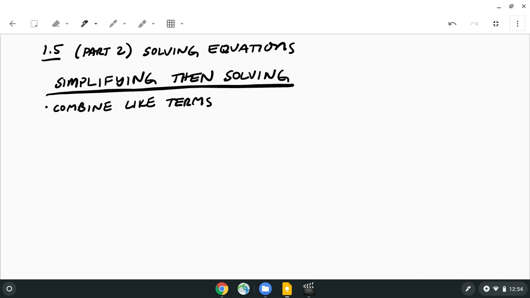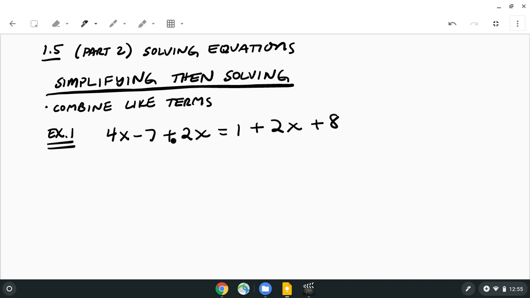Okay, so let's take a look at this example here. Suppose that I have 4x minus 7 plus 2x equals 1 plus 2x plus 8. Okay, so a little longer than the ones that we saw in the first video, but so long as you combine the like terms on each side, then we can easily make it look like the other one. Okay, so let's start with this left-hand side here.